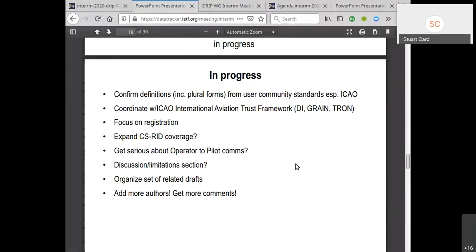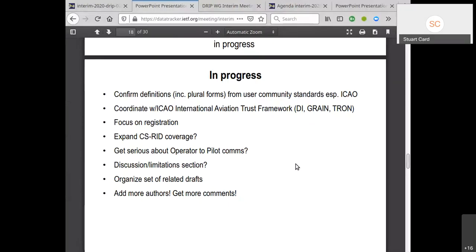I'll just spend a moment on plural forms. I've gotten a fair amount of feedback on that. Stylistically, I used to do it in the way that was suggested in the feedback that I've received. But eventually, when it became clear that the EASA, the FAA, and ICAO were all doing it in the way where for most of these acronyms, the plural form and the singular form are exactly the same, I finally yielded to what this user community is doing.